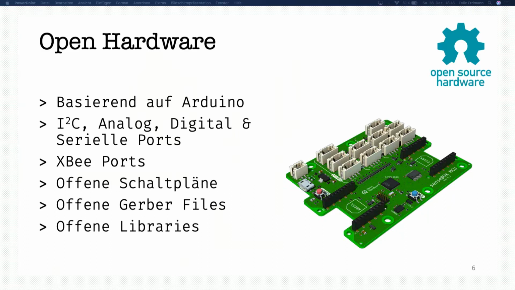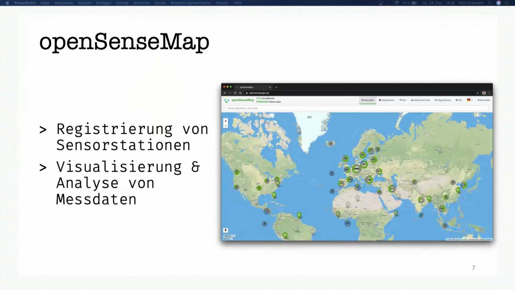All the circuit layouts, the Gerber files and libraries are open, they're all available on GitHub, so everybody who has the means of building it can solder and assemble it themselves. As I said before, the openSenseMap is the backbone of the project, so everybody can register their own box, gets sent the source code, and then can upload their measured data.